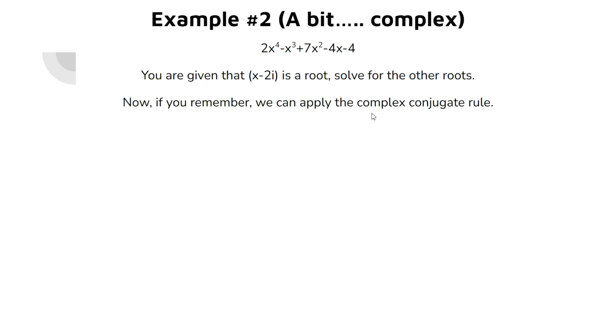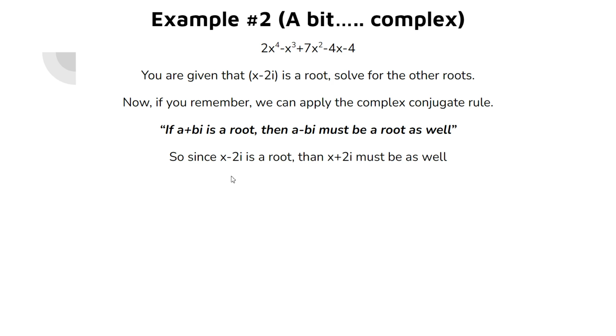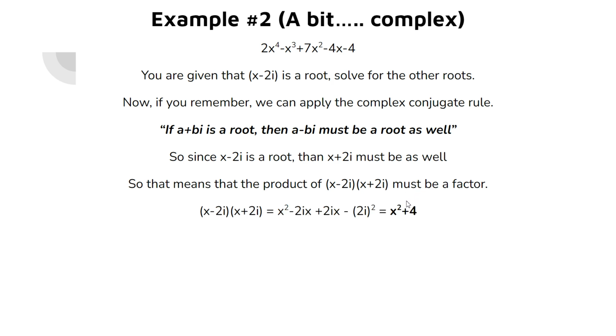Okay, I hope you've tried it. Remember, we can apply the complex conjugate rule here. If a plus bi is a root, then a minus bi must be a root as well. So if x minus 2i is a root, that means x plus 2i must be a root as well, which means that the product of these two roots must be a factor. And through this expansion, we get x squared plus 4, which means x squared plus 4 must be a factor.